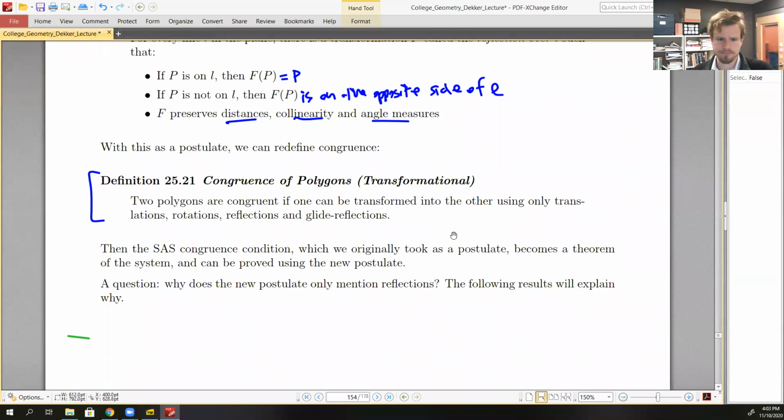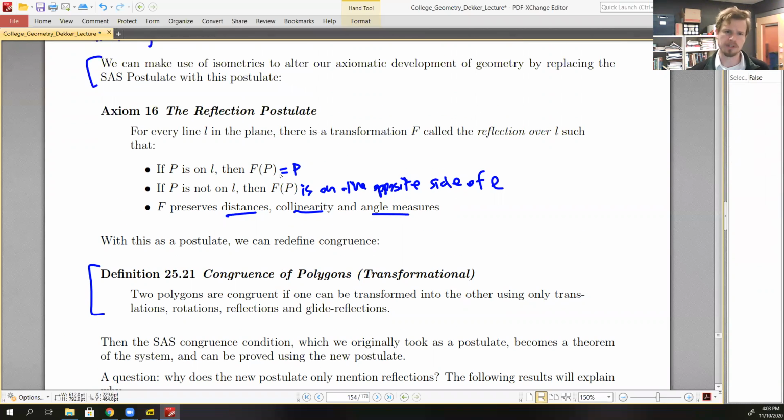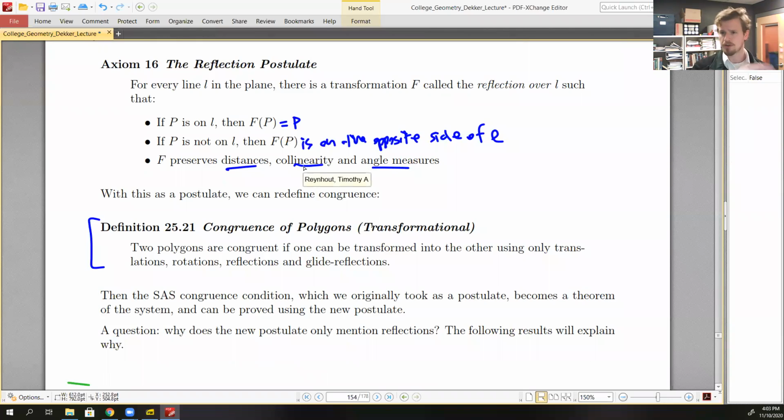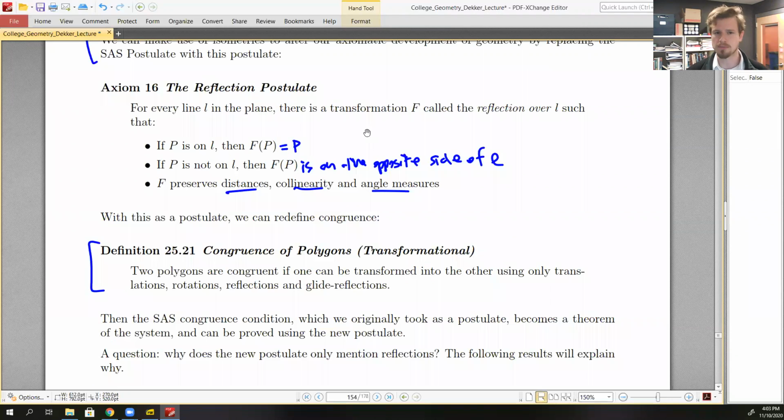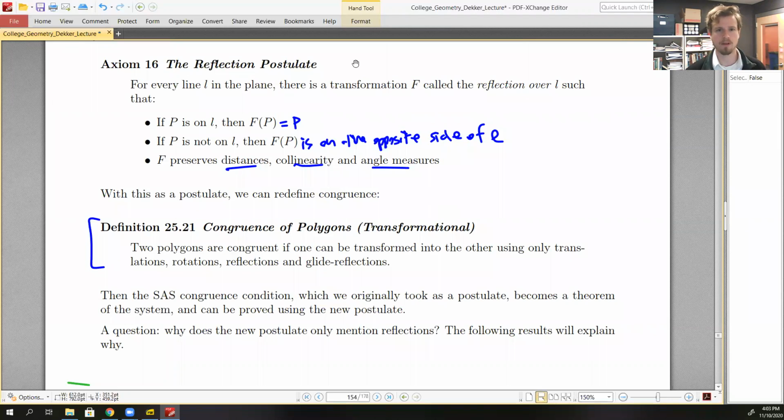Excellent. So if we look at this definition for congruence and we consider this particular axiom, the reflection postulate, the reason that we could replace the side angle side with this is because if we assume this postulate, then we can actually prove the side angle side congruence condition. Okay, so it would become a theorem if we were to first assume this axiom or this postulate.